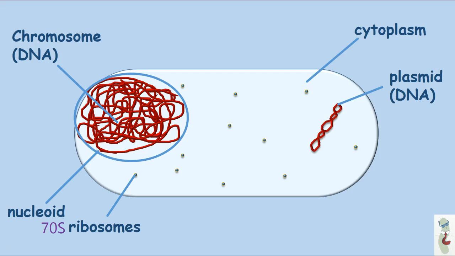The S stands for Svedberg units, after the Swedish chemist Theodor Svedberg, who devised a way to separate cellular particles based on size. These ribosomes are compared to the larger 80S eukaryotic ribosomes found on the surface of the rough endoplasmic reticulum and in the cytoplasm.